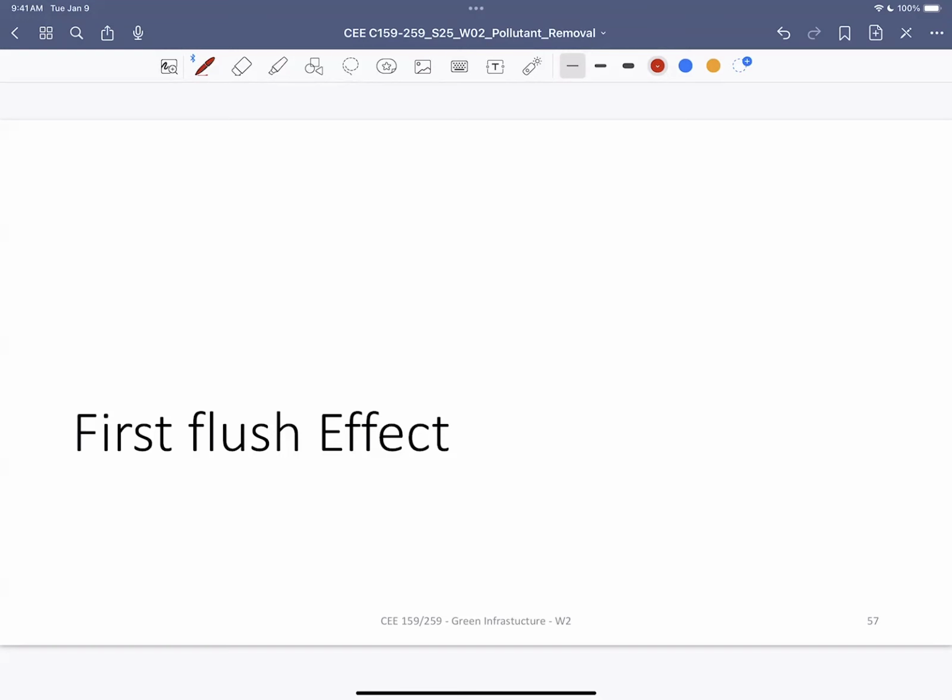There is another factor called first flush effect. First flush effect means that when there is a rainfall, you might expect that pollutant concentration is very high at the very beginning. Another way to think of it is in your rooftop water.